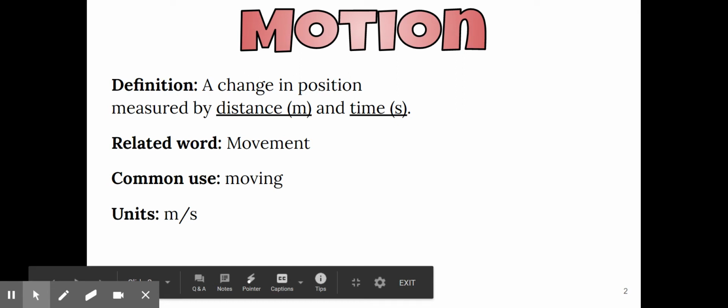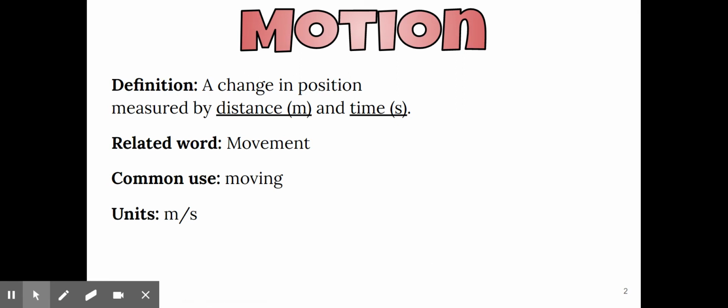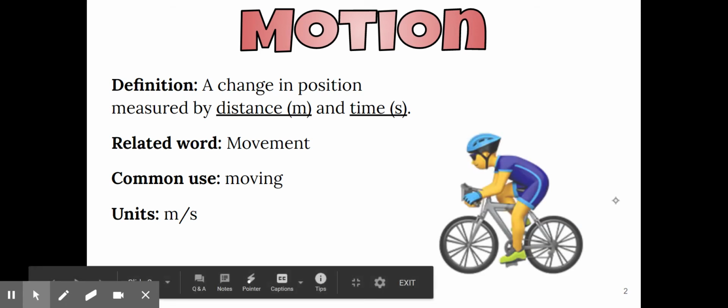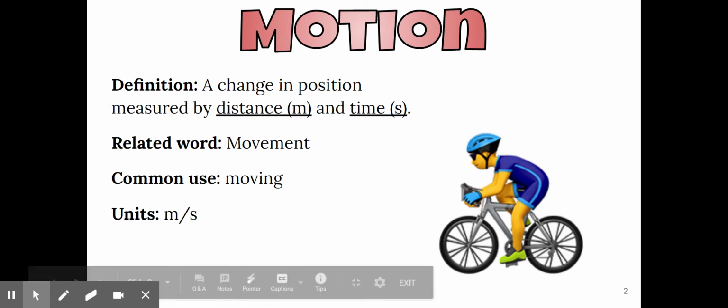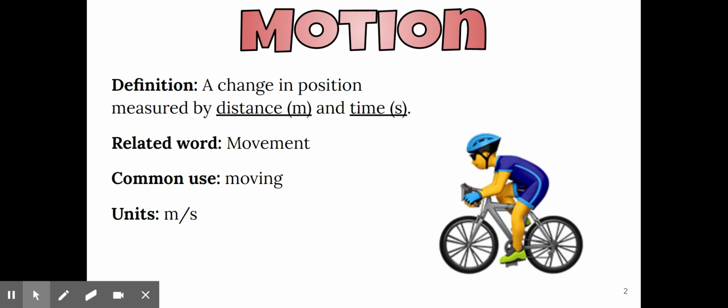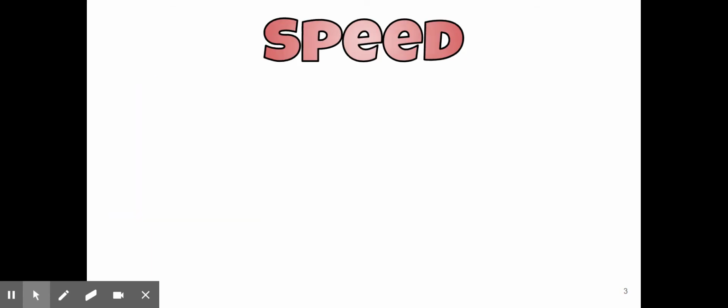Commonly we use the units meters per second, but we also use things like miles per hour, kilometers per hour, and different things like that. That's really what we get into with motion. Think about it, you're riding your bike, you're moving a certain distance in a certain amount of time. So distance over time is going to be equal to our motion. And that brings us into our first piece, which is speed.